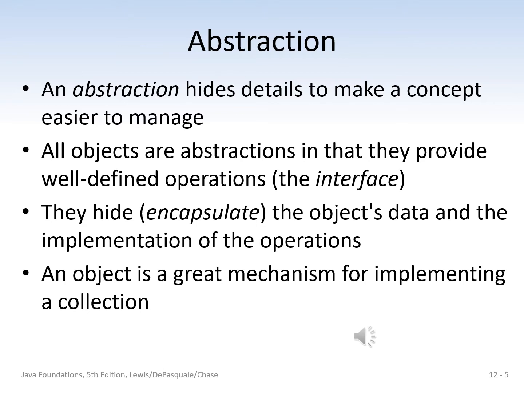All objects are abstractions in that they provide well-defined operations through the interface, access to the methods. They hide or encapsulate the object's data and also the implementation of the operations, i.e. the methods. So over time, it's become pretty obvious that an object is an excellent way to implement a collection, an abstract collection, obviously.